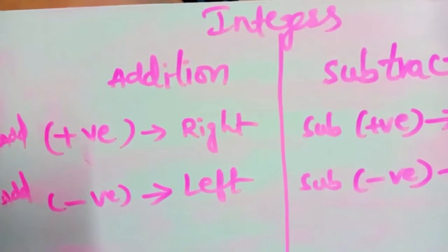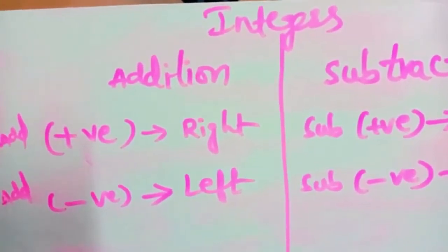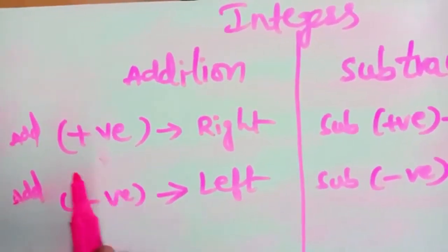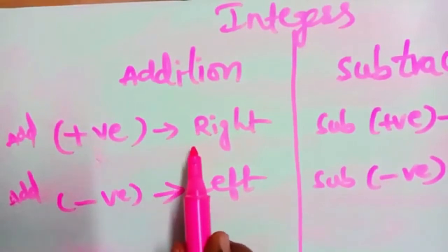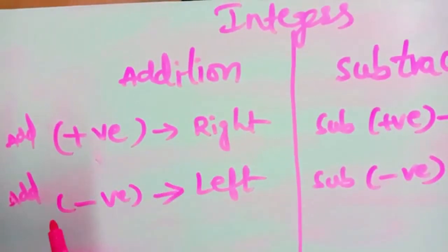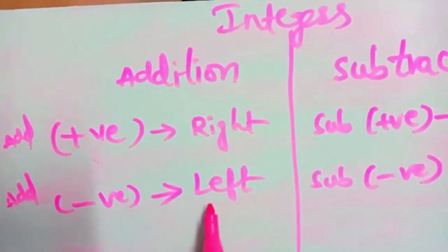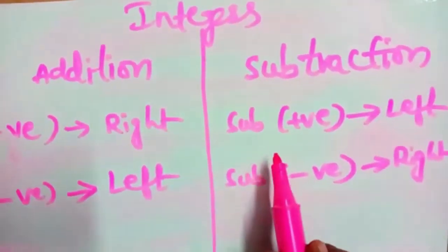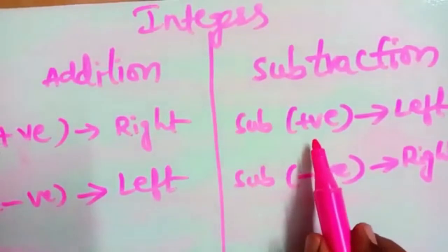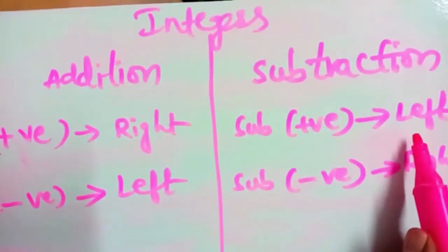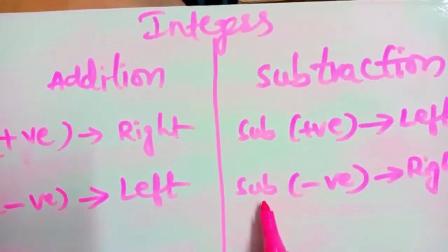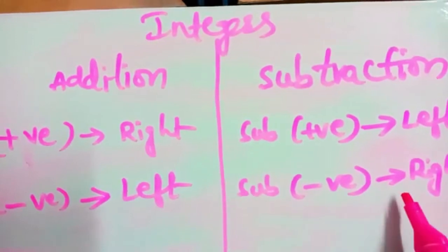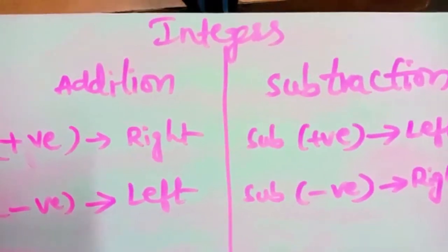Now here we can see the complete rules of addition and subtraction of integers. If you are adding a positive integer, you should move to the right side on the number line. If you are adding a negative integer, you should move to the left side. If you are subtracting a positive integer, you should move to the left side. If you are subtracting a negative integer, you should move to the right side on the number line.